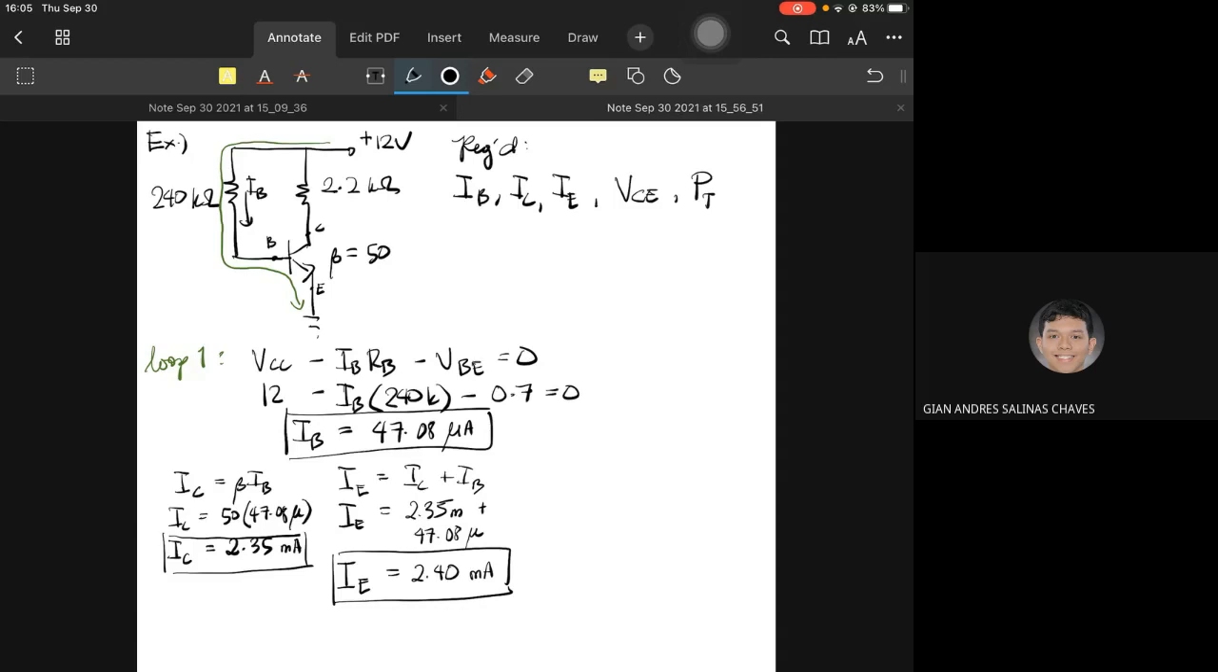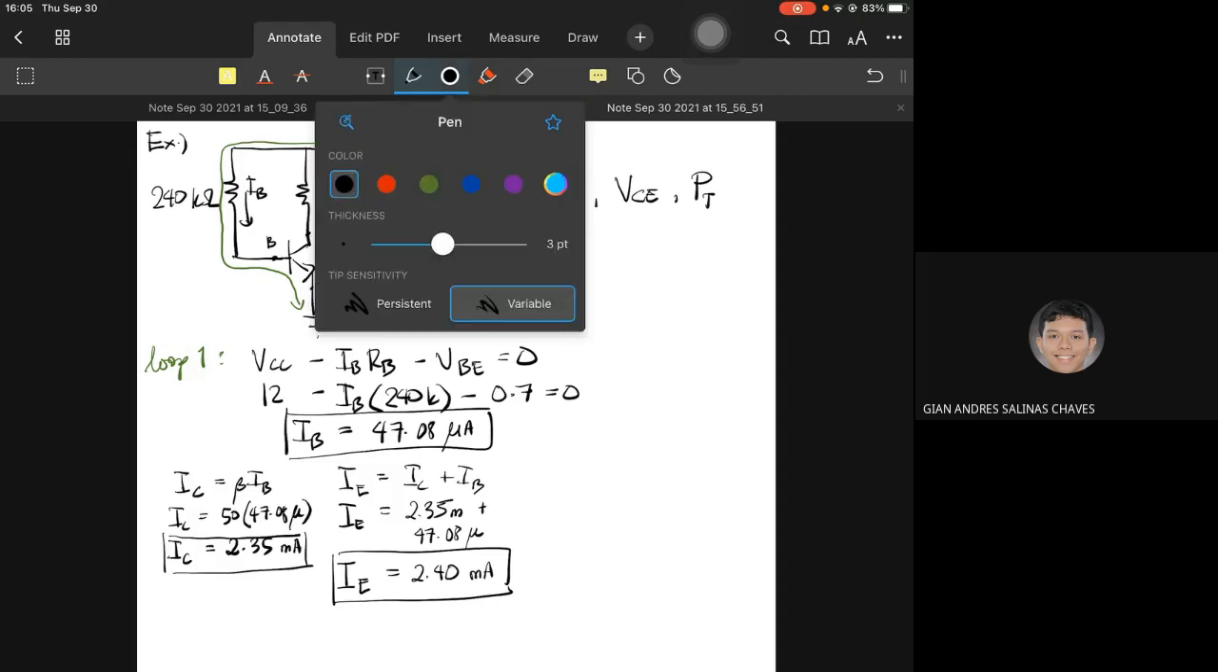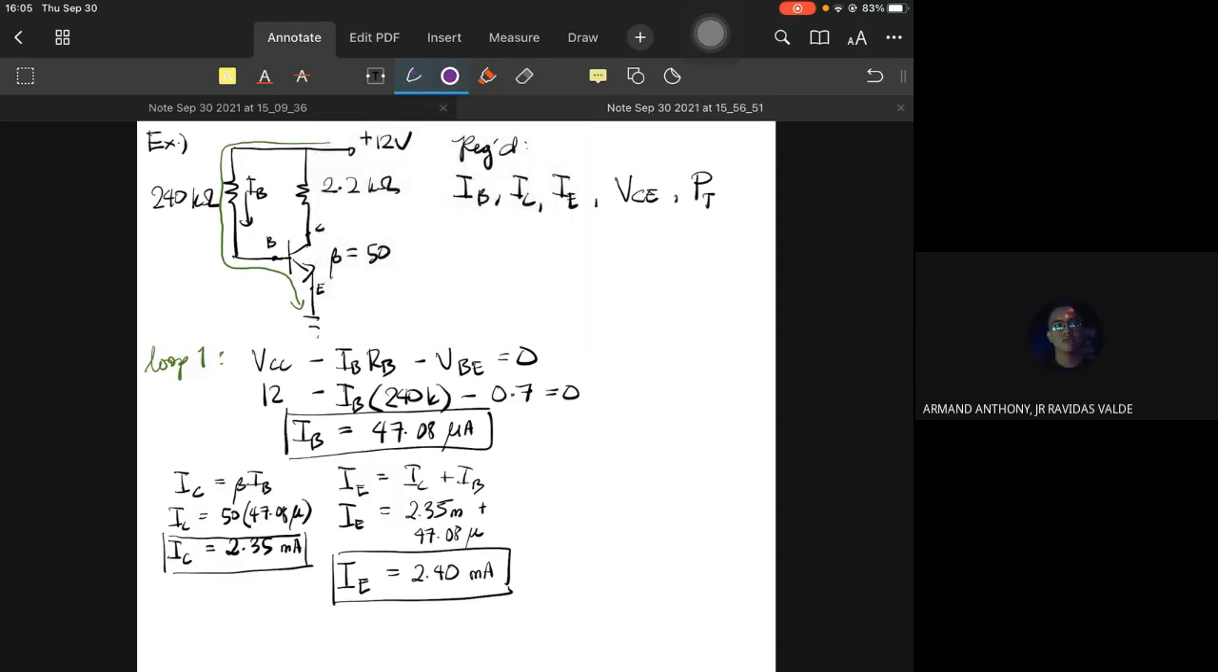If there are no other questions, I'll proceed to the other loop. Sir, question. Sure, Arman. When solving for IE, can we skip finding IB, since it won't affect the value of IE? You need IB to get IE. Sorry, sir, I meant IC. Yes, you need both IB and IC.